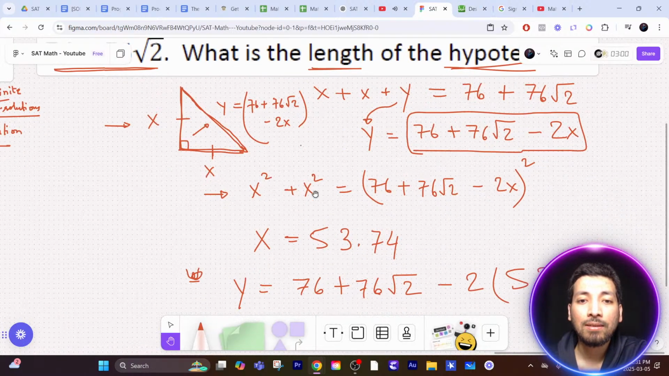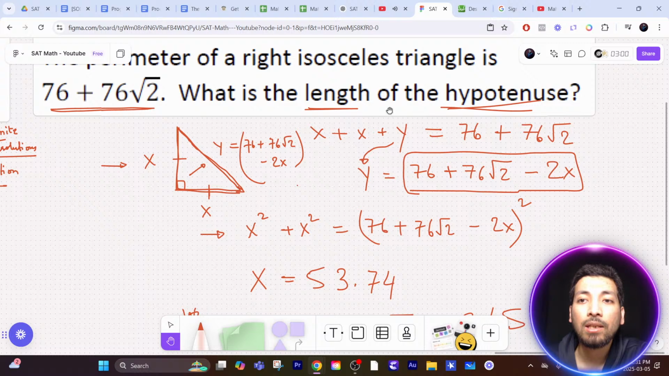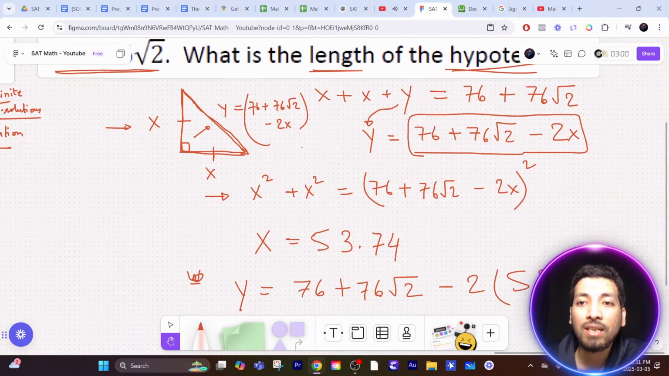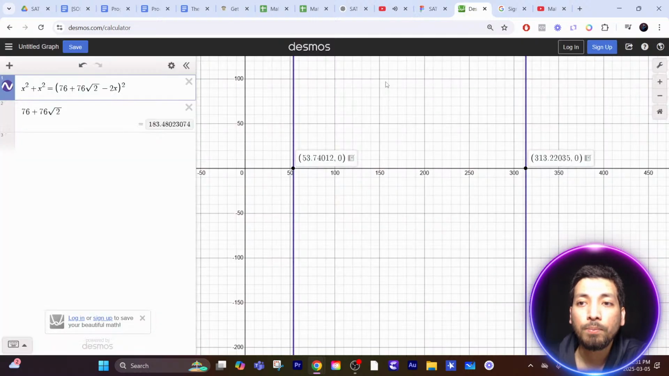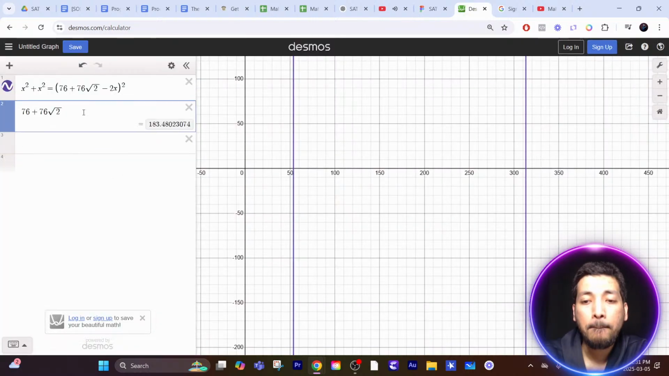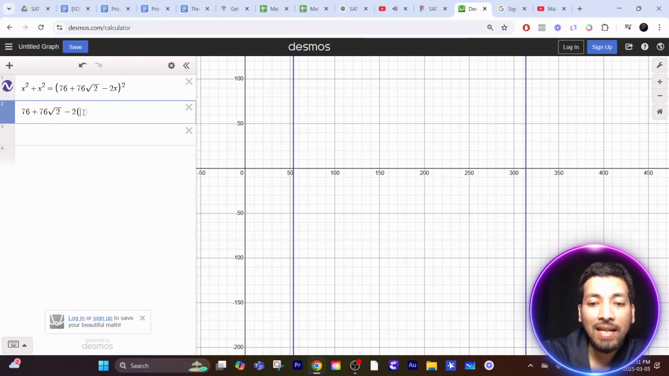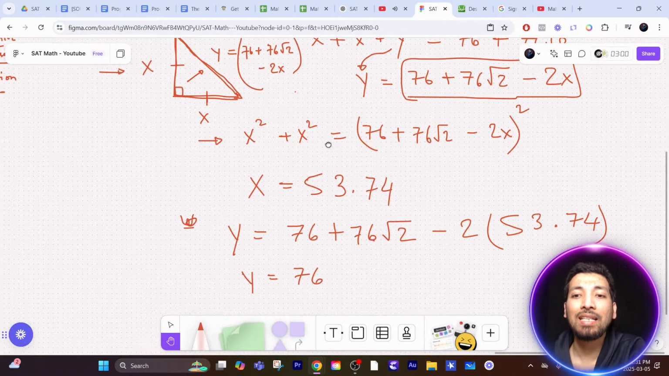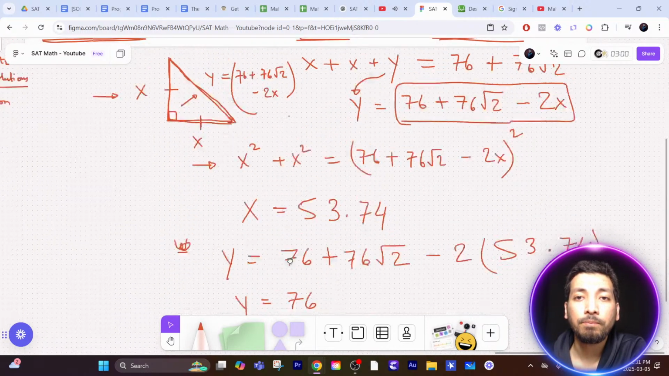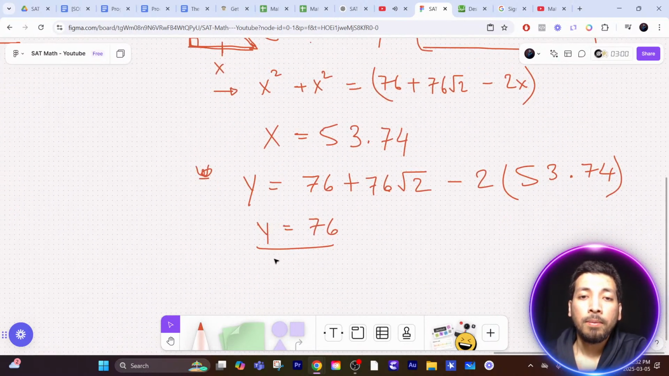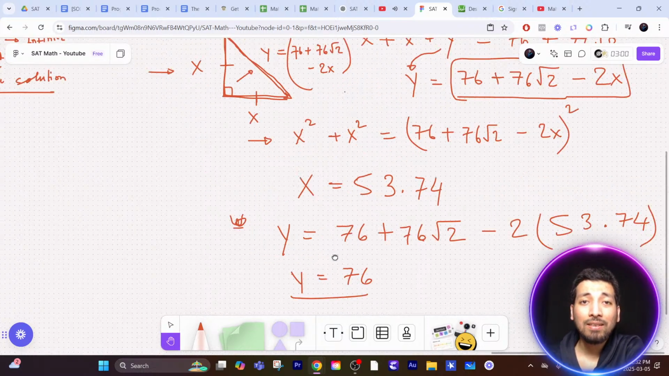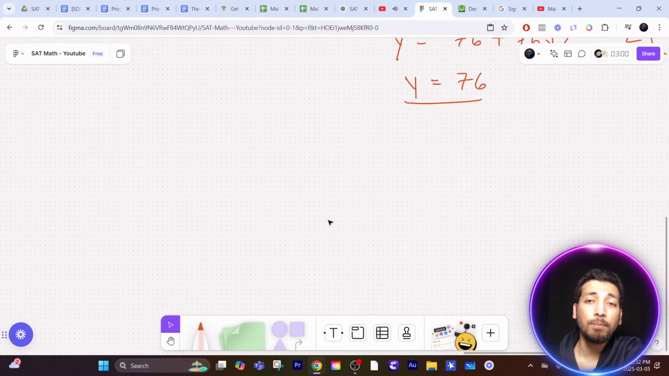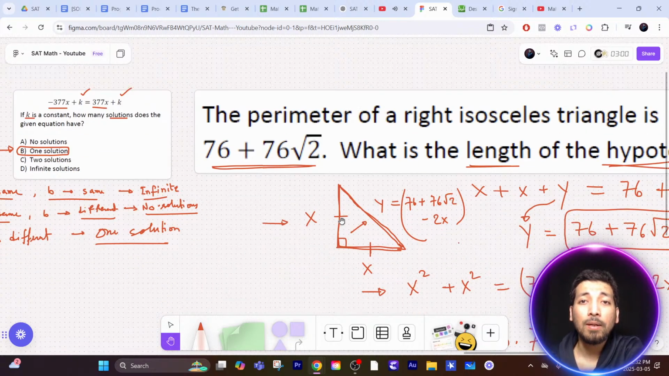That is my x. Now the problem is asking to find the length of the hypotenuse, which is this y. So 76 plus 76 square root of 2 minus 2x. So put it in Desmos. Minus 2x, x is 53.74, which is 76. So my hypotenuse here is 76. Perfect. That's my answer, and that's what we actually discussed in the broadcast. I hope these problems make sense.